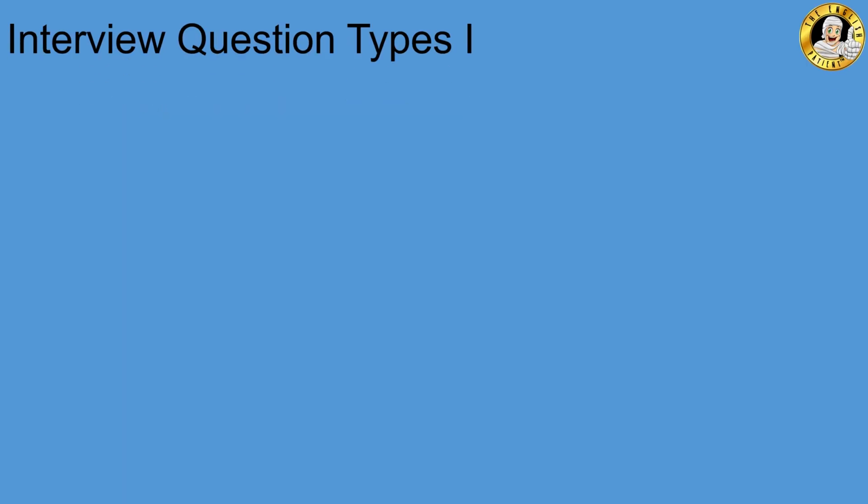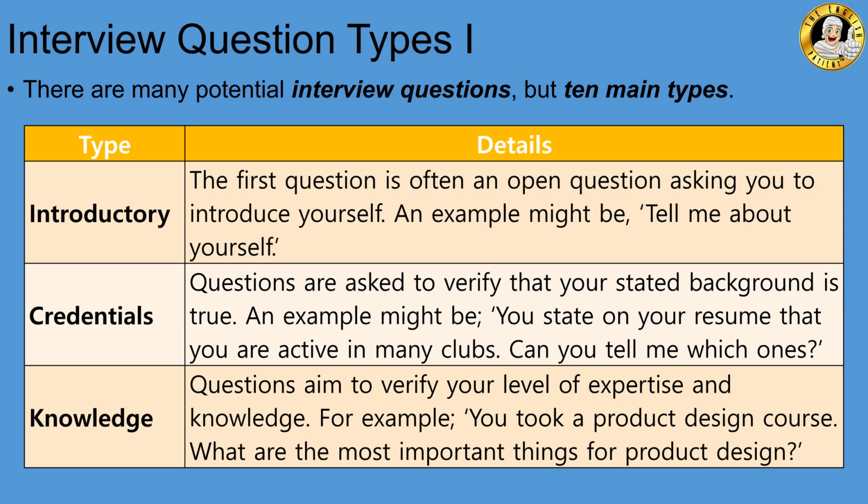Let's move on then from the type of interview to the type of interview question which you might be asked. Now, there are many potential interview questions, but all of these can be categorized into 10 main types of question. So let's take a look. The first would be an introductory question. Now, often this is the first question which is asked, and it's a very open question, essentially asking you to introduce yourself. An example might be simply, tell me about yourself.